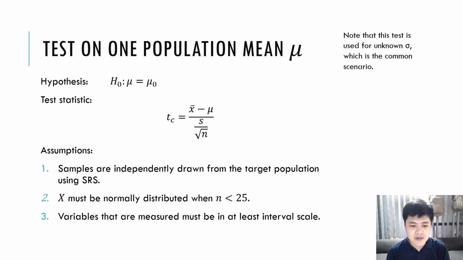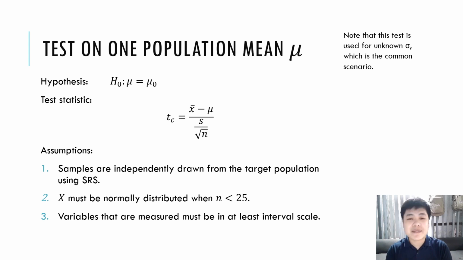that you don't need to satisfy the normality of the distribution where your sample came from if your n is more than 25, if your n is large, because of the central limit theorem. But in the event that your n is small, how small? In this case, less than 25, x must be normally distributed. And number three, variables that are measured must be at least interval scale. So dapat interval or ratio.